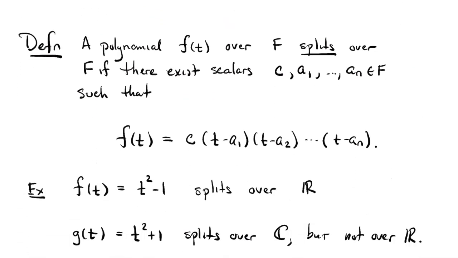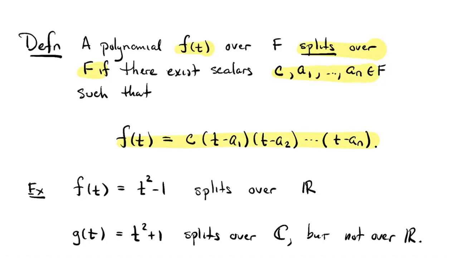There's a little terminology. For a polynomial f of t with coefficients in the field F, we say that it splits over F if there are some scalars a1 to an and c, such that f is written as a product of linear factors. So c is just the leading coefficient, if you like. So if you can factor your polynomial into linear factors, each linear factor is also a polynomial over capital F, then we say that the polynomial splits over F.